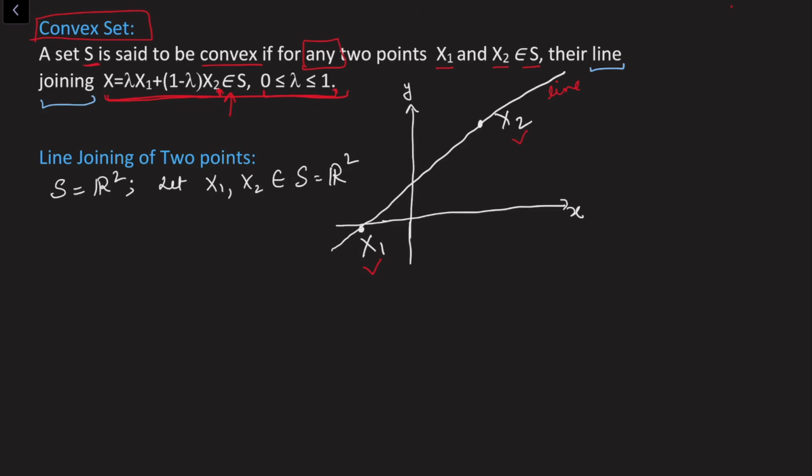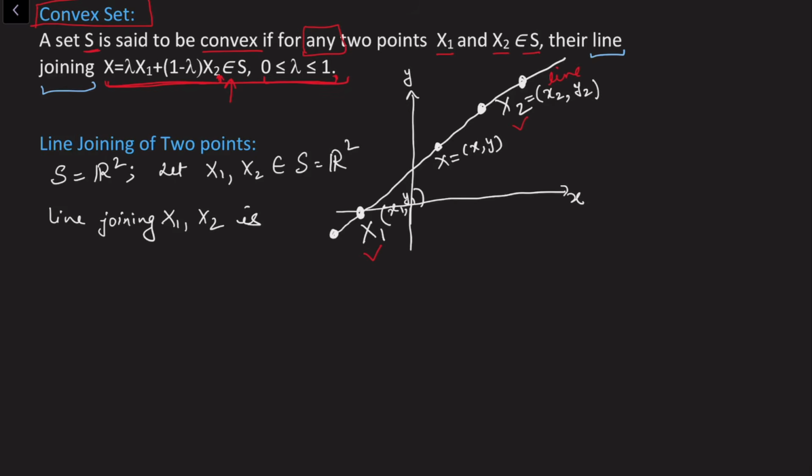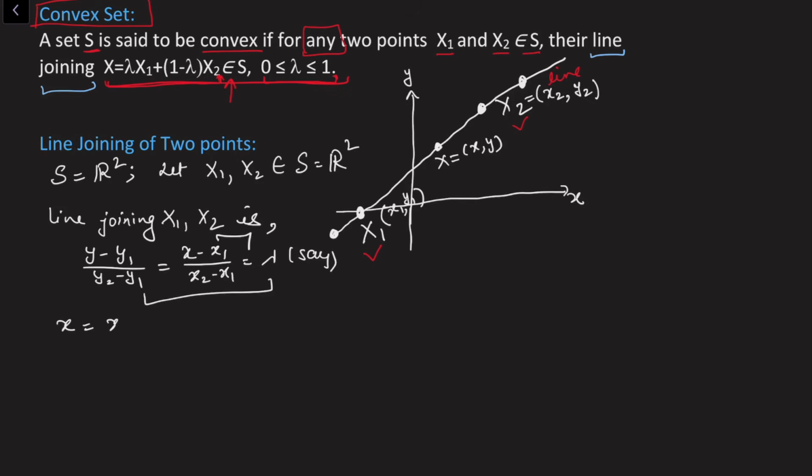So let us consider the coordinate system. This capital X1 is a point which consists of small x1 and y1, and X2 is a point which consists of components x2, y2. Now from these 2 points I am going to join the line. Line joining of X1, X2 is written as y minus y1 upon y2 minus y1 equal to x minus x1 upon x2 minus x1, and let us take this as lambda. Now from this, we can write x is equal to x1 plus lambda times x2 minus x1, and y is equal to y1 plus lambda times y2 minus y1.